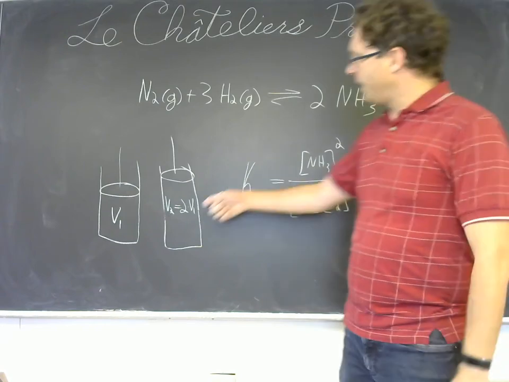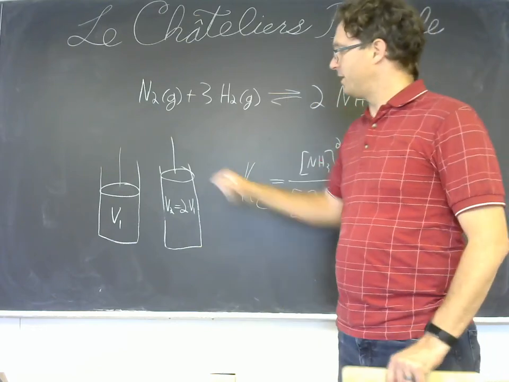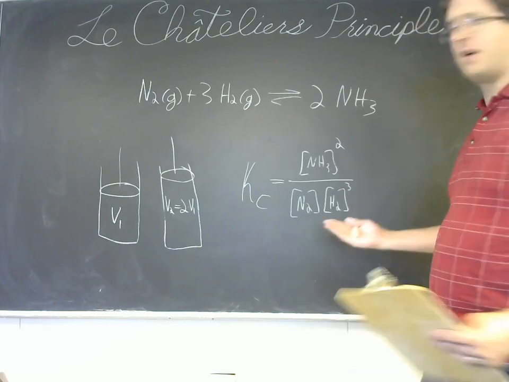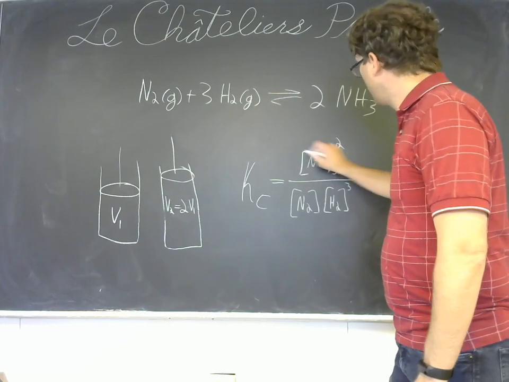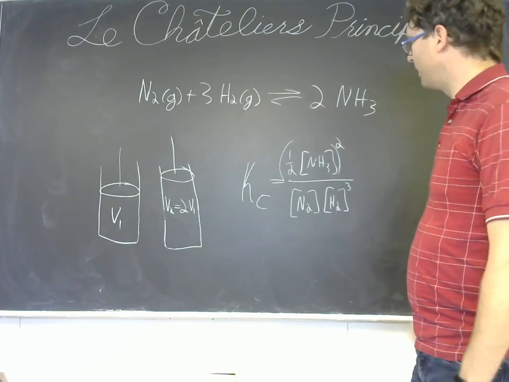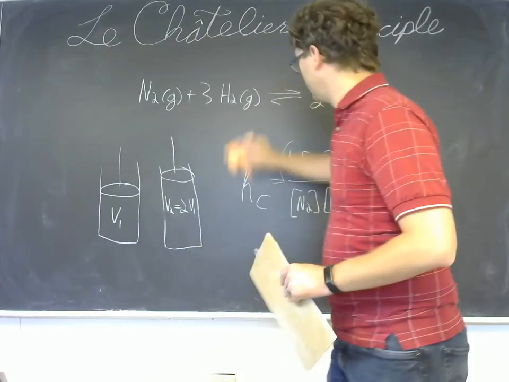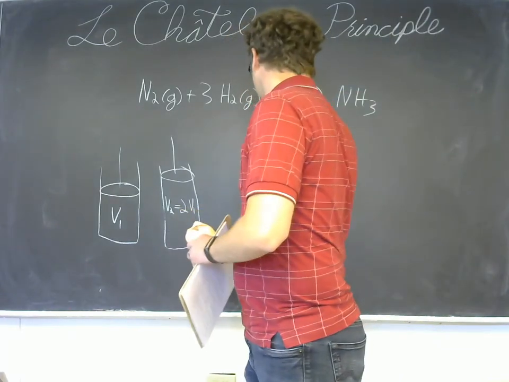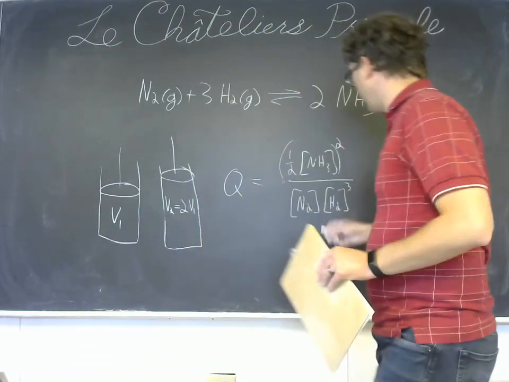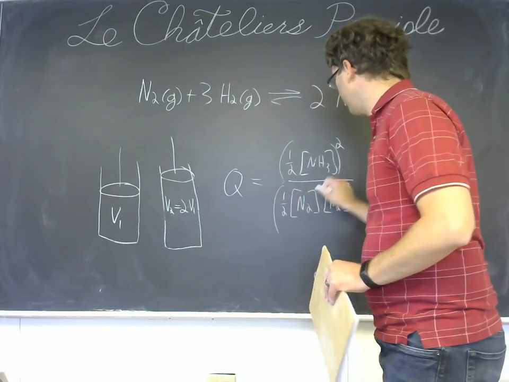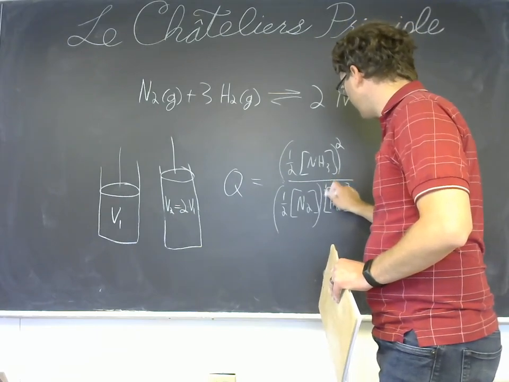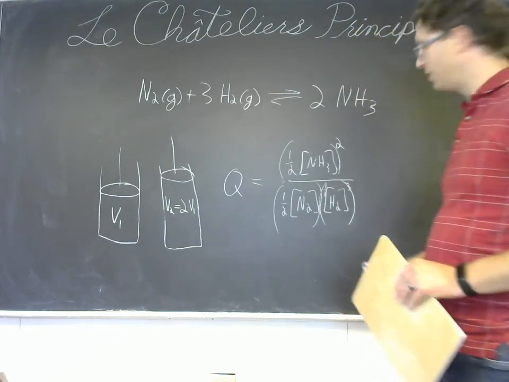Now, when I doubled the volume, when I pulled up on that piston head and doubled the volume, how did each of these concentrations get affected? Well, they all got cut in half. And so what we really have is 1/2 times the concentration of NH3 squared. And by the way, this may or may not be at equilibrium, so for now, let's just call this Q. We doubled the volume, and let's see how it affected the equilibrium. Well, we're going to have 1/2 of the nitrogen concentration and 1/2 of the hydrogen concentration cubed.